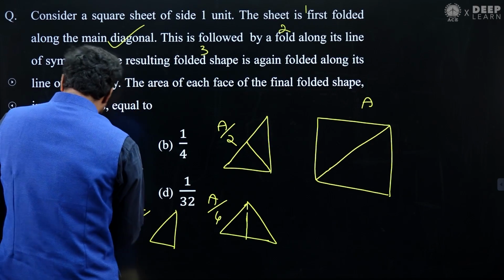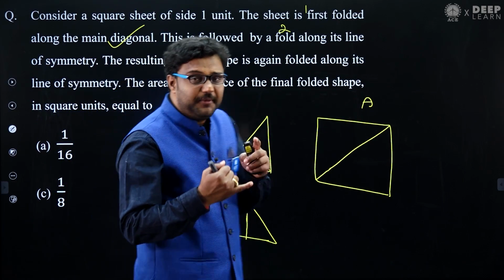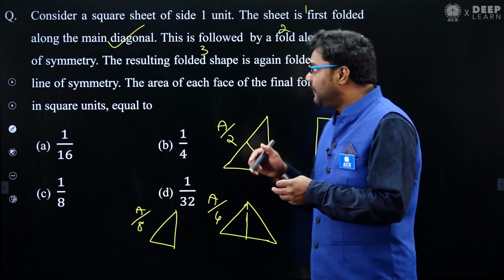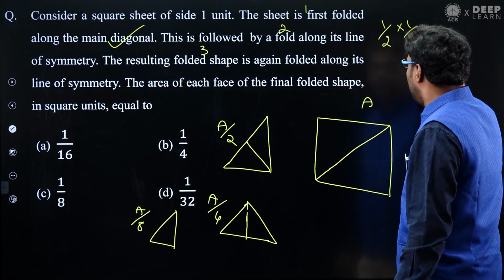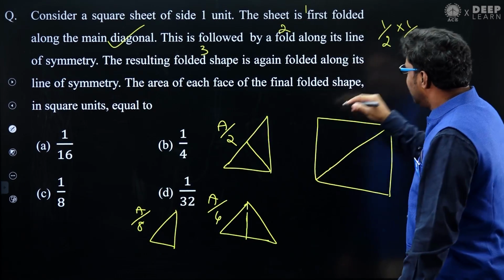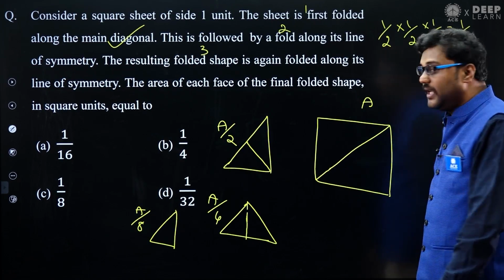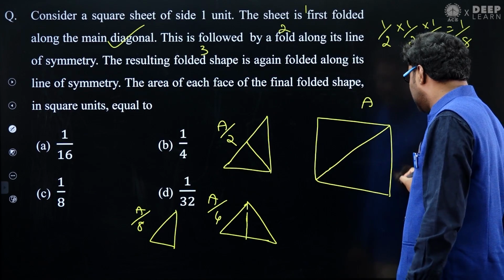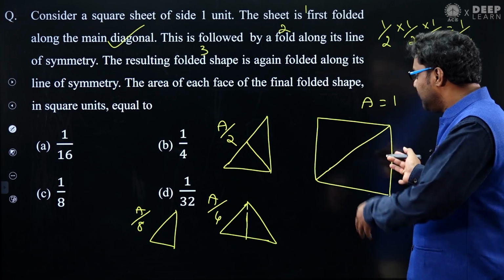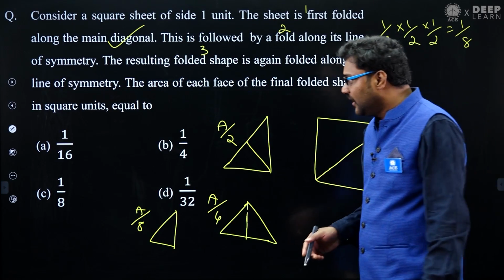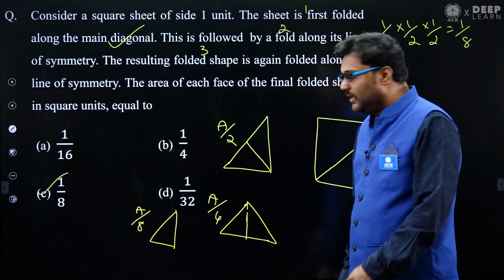Finally, as the area is divided by 2, first time if you fold, half, next time you fold, half. You have 3 folds. First time it becomes half, next time when you fold it along the symmetry line, half, next time again if you fold, it becomes 1 by 2 compared to the original area. The original area is 1 because the sides are 1. So next it becomes half, half, half like that. Finally the final shape is actually 1 by 8.